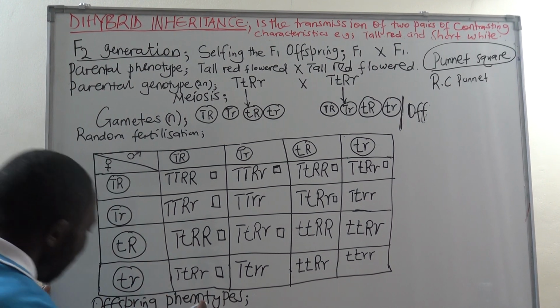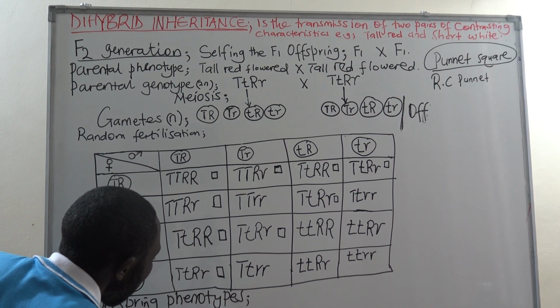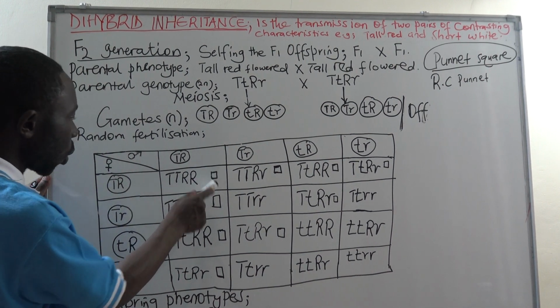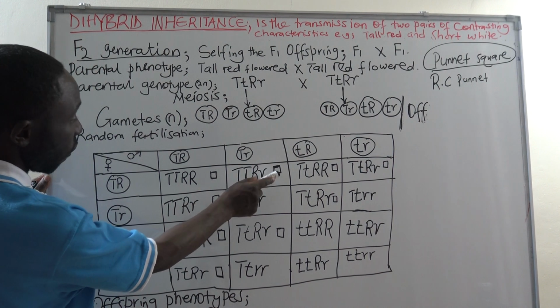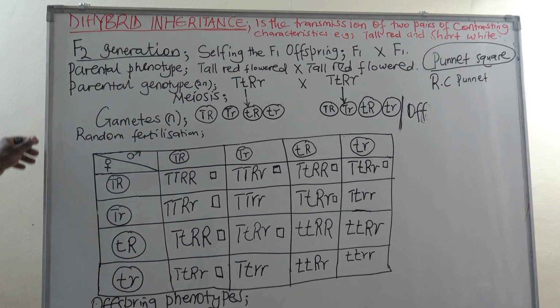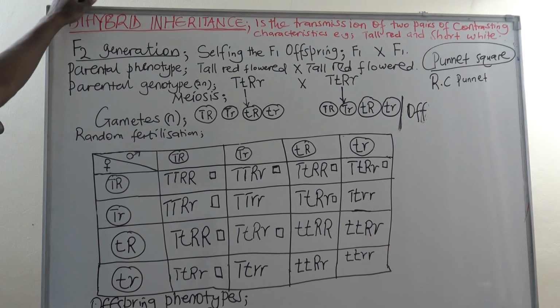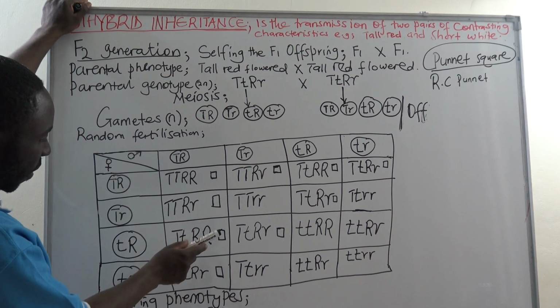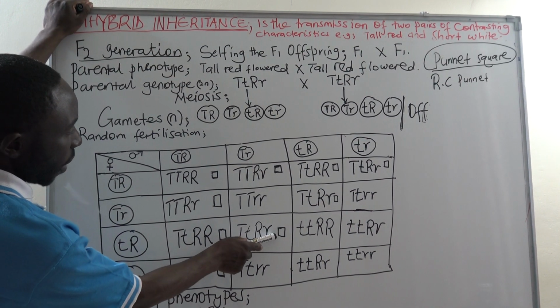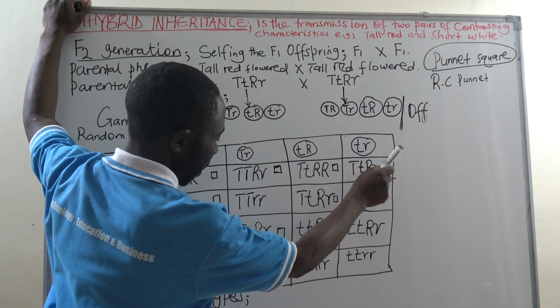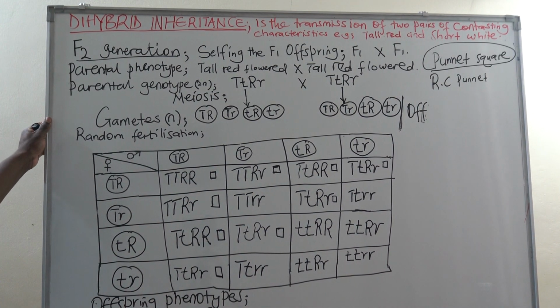Tall, red flowered. They have this mark here. I will put it in brackets so that I don't get any disturbance. Tall, red flowered. Then I will count them. 1, 2, 3, 4, 5, 6, 7, 8. They are supposed to be 9. Let me see once again. 1, 2, 3, 4, 5, 6, 7, 8. Thus identify another one here.